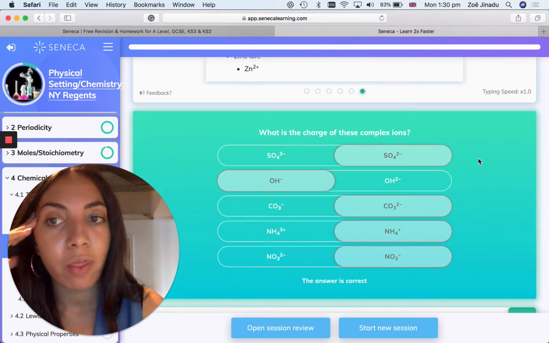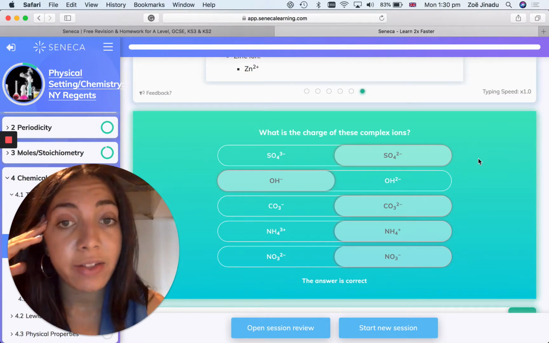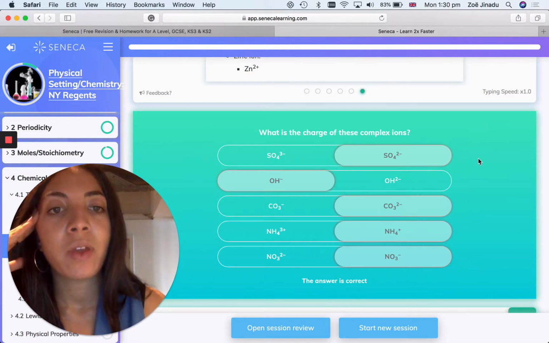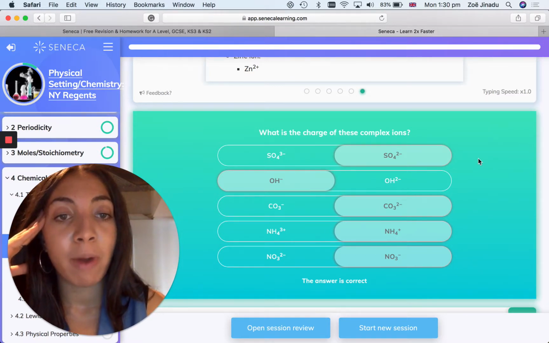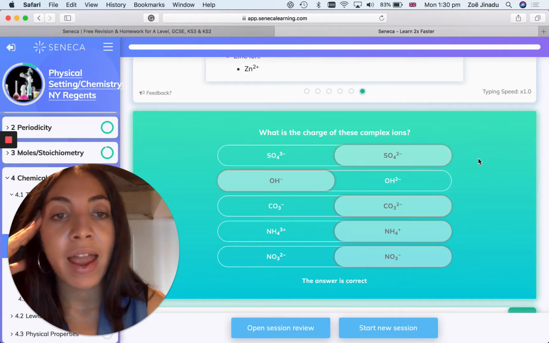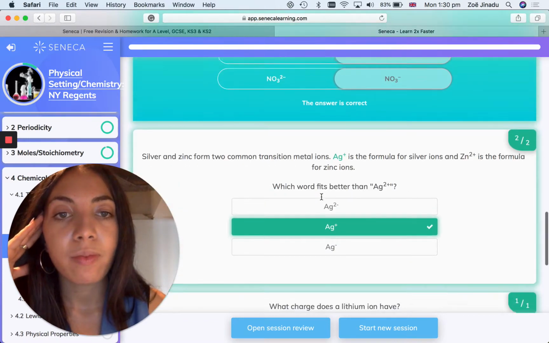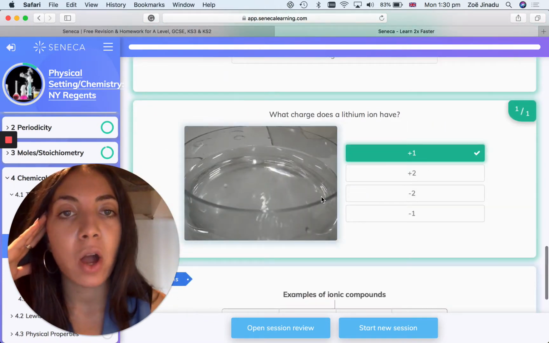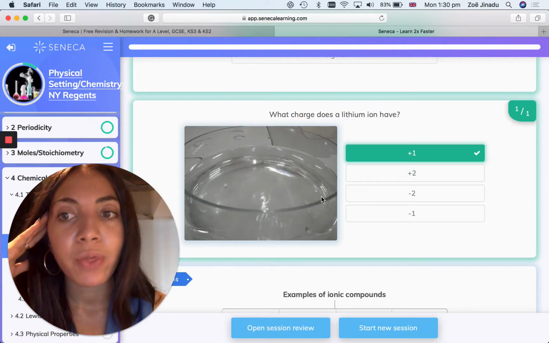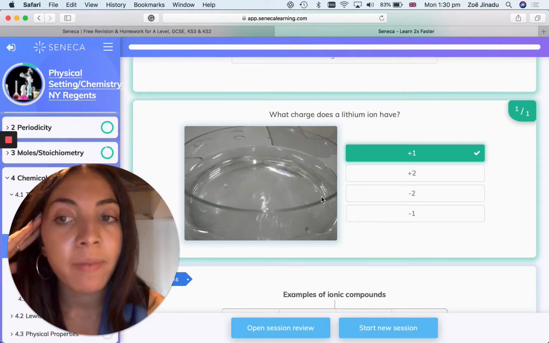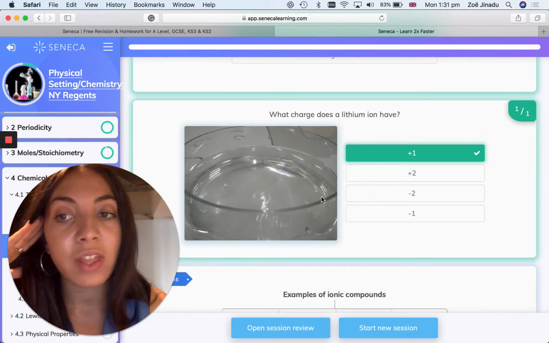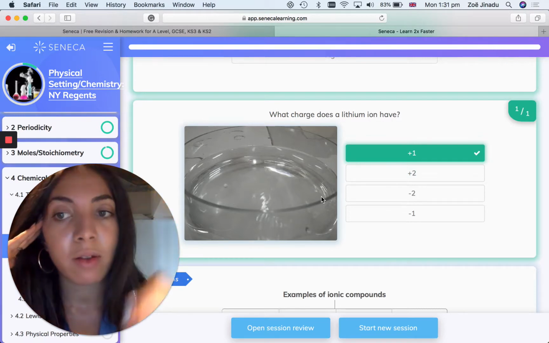Okay, just going to run through them. SO4 2-, OH-, carbonate, CO3 2-, ammonium, NH4+, and nitrate, NO3-. What charge does a lithium ion have? Well, it's in group 1, therefore it loses 1 electron to gain a full outer shell, so the charge is +1.